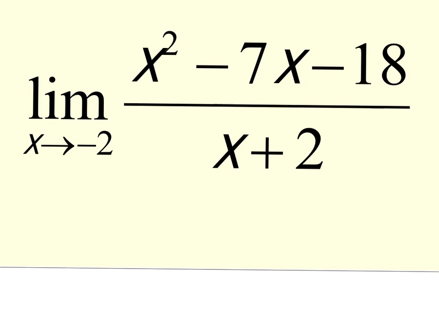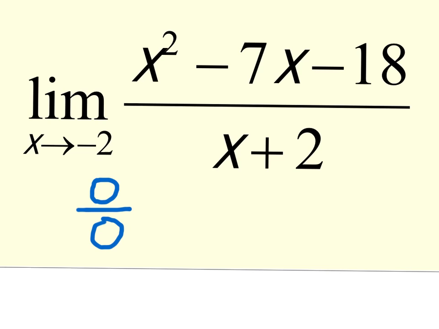Okay, here's a review of another limit problem. It asks us to find the limit as x approaches -2 of this equation. The first step is you should substitute. So if I get -2 squared minus 7 times -2 minus 18, you'll notice you get 4 plus 14 minus 18, which gives me 0, over -2 plus 2, which is 0. There's that indeterminate form.